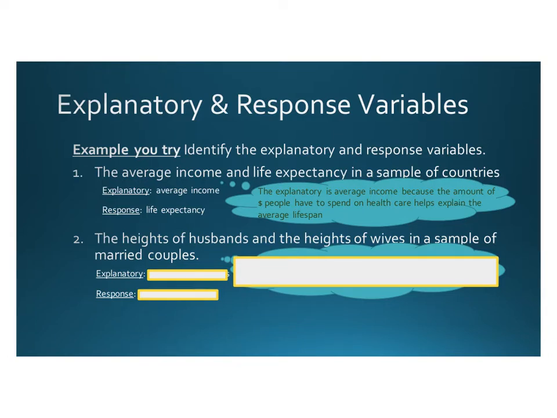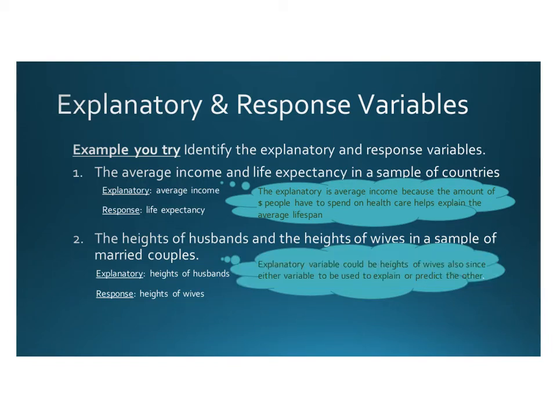In number 2, this one is a little unique. We have heights of husbands and heights of wives. Husbands is x and wives is y, but this one is really interchangeable. So in this one, the explanatory variable could be the heights of the wives, and either variable is used to explain or predict the other. So in this case, it doesn't really matter.